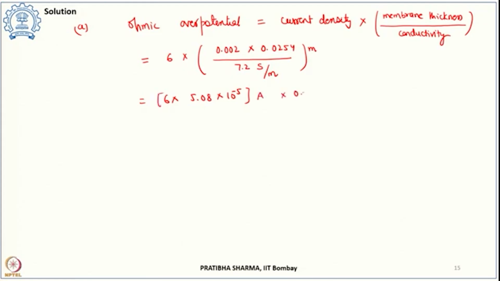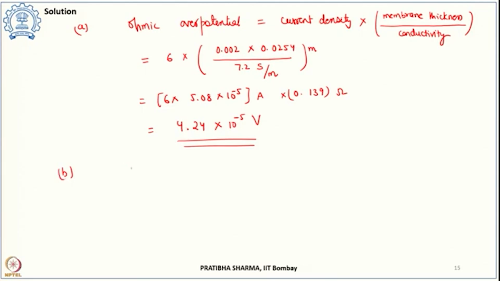0.139 ohm. That makes it a value of 4.24 into 10 raised to power minus 5 volt. This is the value of ohmic overvoltage that we can calculate.